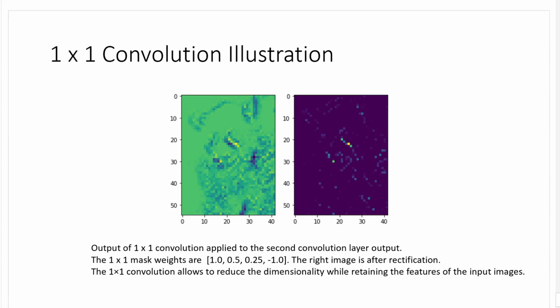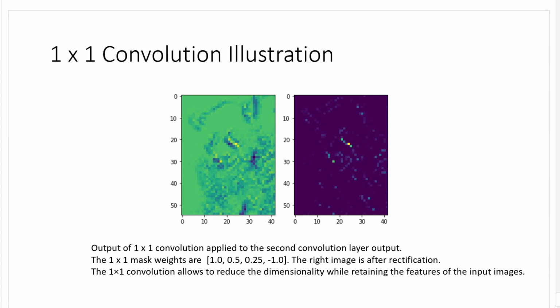Here is a 1-by-1 convolution illustration for the running example that we have been using. So in our example, we had 4 output maps coming out of the convolution layer. So what we can do is take those 4 maps and apply 1-by-1 convolution, and that will basically convert those 4 maps into a single map or single representation. So in this case, that is what is being shown. And for those 4 maps, the corresponding 1-by-1 mask weights are 1.0, 0.5, 0.25, and minus 1.0. These numbers were chosen just arbitrarily for illustration purposes. All right. So the right image is after rectification and the left image is before rectification.